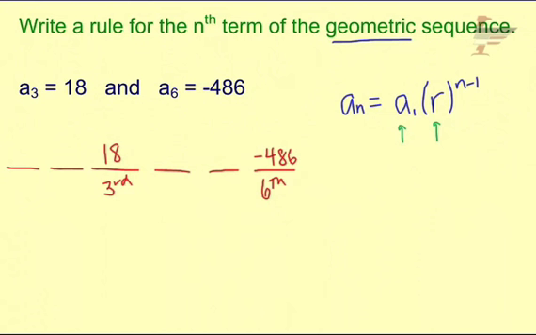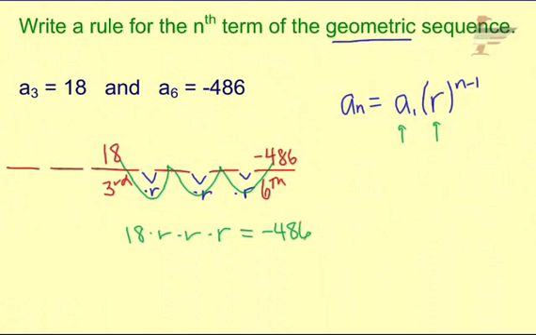Because it's geometric, to get from one term to the next, we're multiplying by that common ratio. And we're multiplying by the common ratio again, and again. So if we start out with 18, and we multiply by r, that's going to get us this next term, multiply by r again, which will get us this next term, multiply by the ratio one more time, and that will get us that other term that we know, negative 486. So we can set that equal to negative 486.